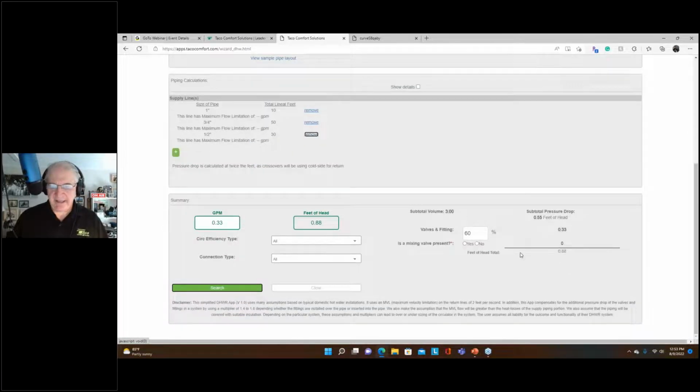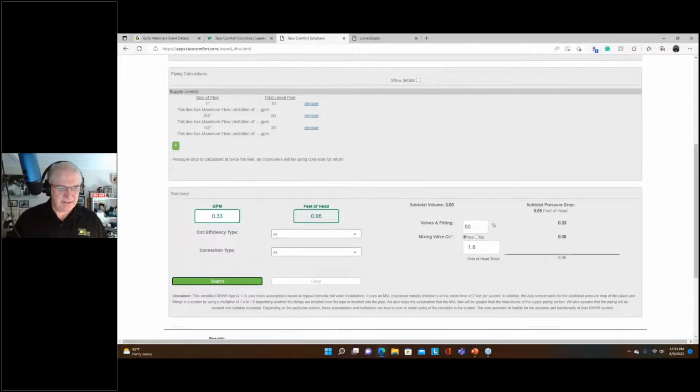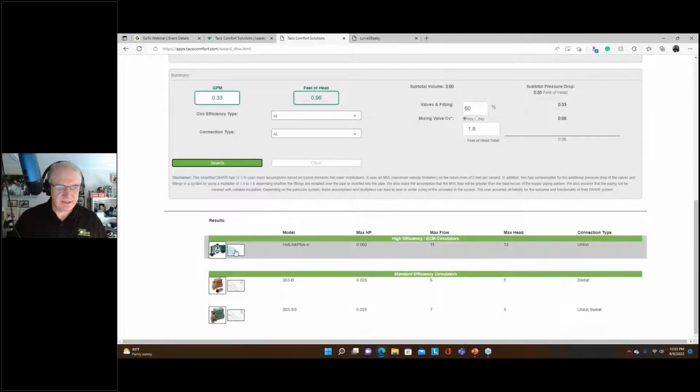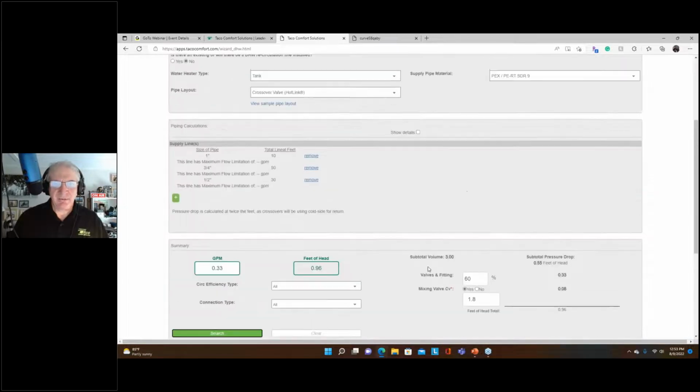Now, again, you see the head and everything else is very, very low. Let's add the mixing valve. We're still at about a foot of head here. Let's do a search. And you can see at this point, we're at about a gallon and a total volume of water of about 3 gallons a minute. We're worried about half of that, which is a gallon and a half.